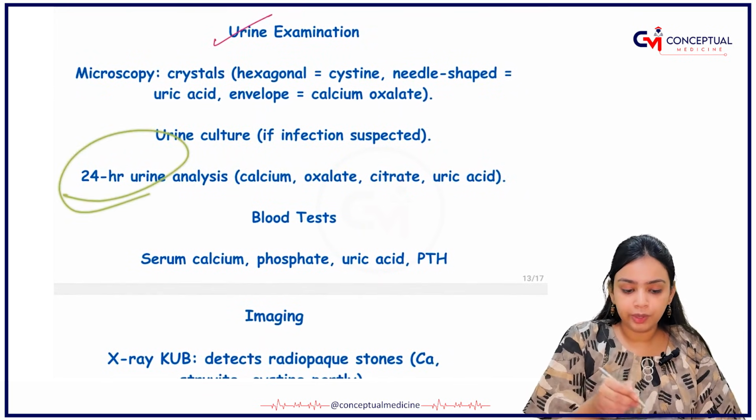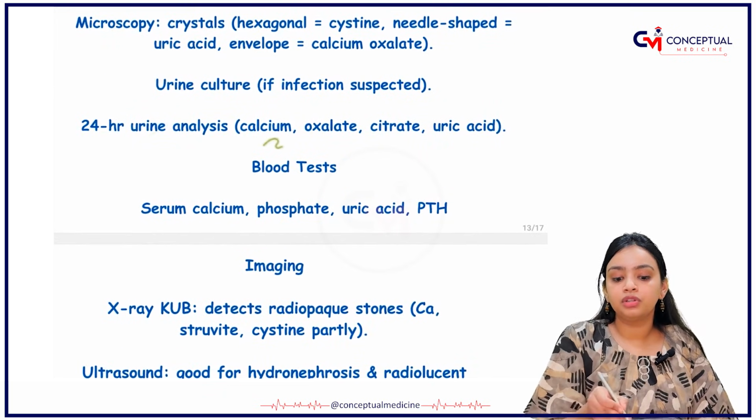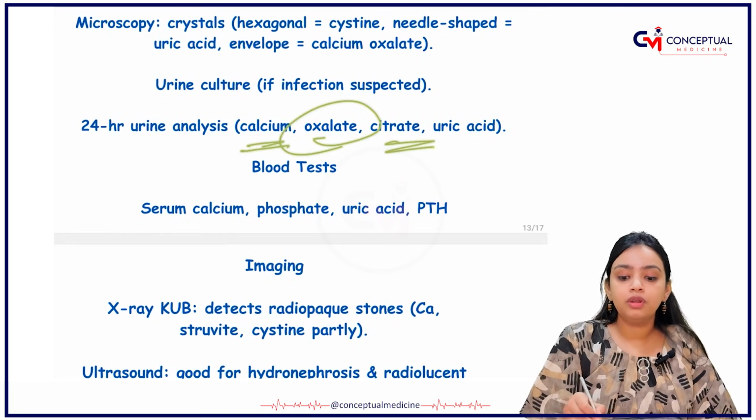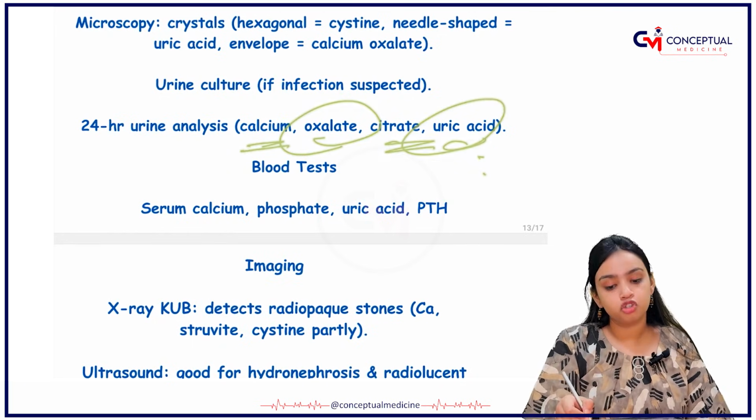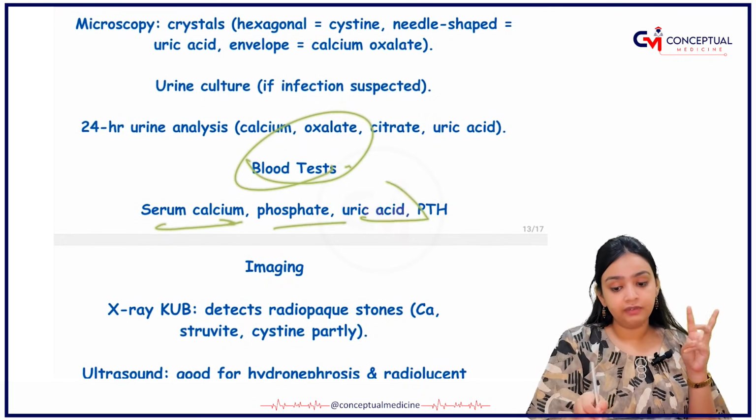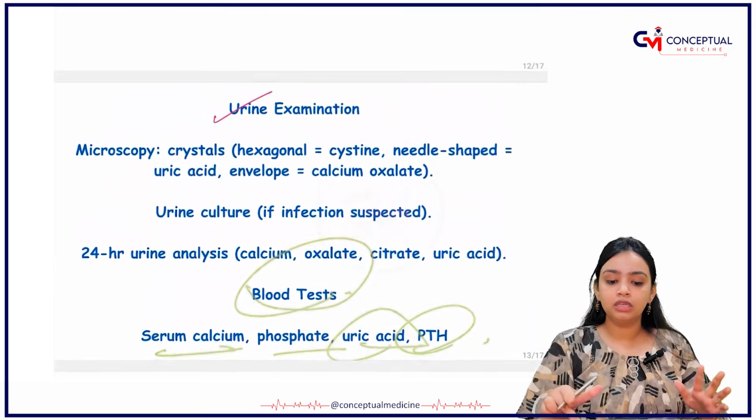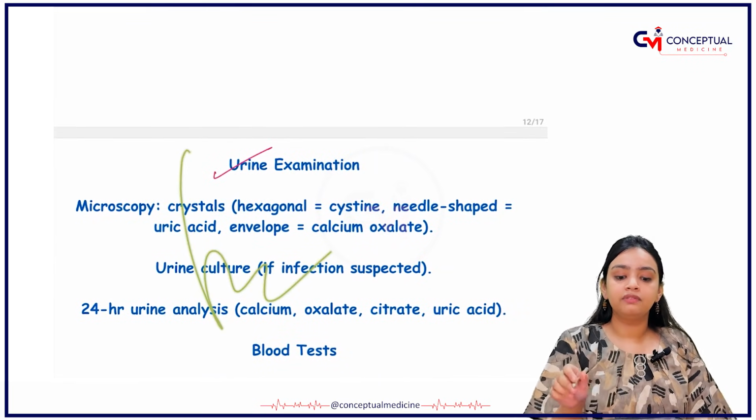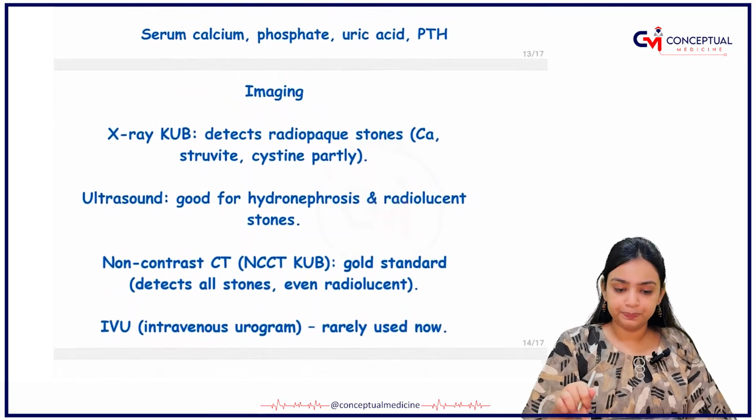You have to do the 24 hours urine analysis for the calcium oxalate stone and for the citrate and uric acid stones. Blood test, you have to check the serum calcium level, phosphate level, uric acid level and PTH. So these are basically the routine investigations that you have to do.